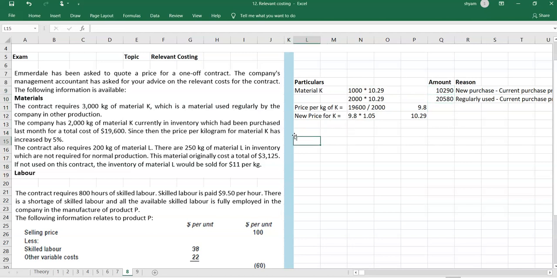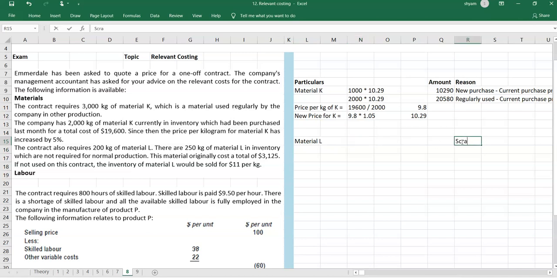So we'll leave two lines gap and go to the next one. The contract also requires 200 kg of material L. So we have material L, 200 kgs. There are 250 kgs of material L in inventory which are not required for normal production. So it is either scrap. This material originally cost 3125. So this is useless because it is historical value or book value. If not used on this contract, the inventory would be sold at 11 per kg. So that is the scrap value.